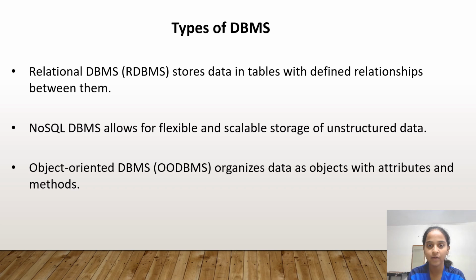So, types of database management system. A relational database management system stores data in tables with defined relationships between them. A NoSQL database management system allows for flexible and scalable storage of unstructured data. Object-oriented database management systems organize data as objects with attributes and methods.